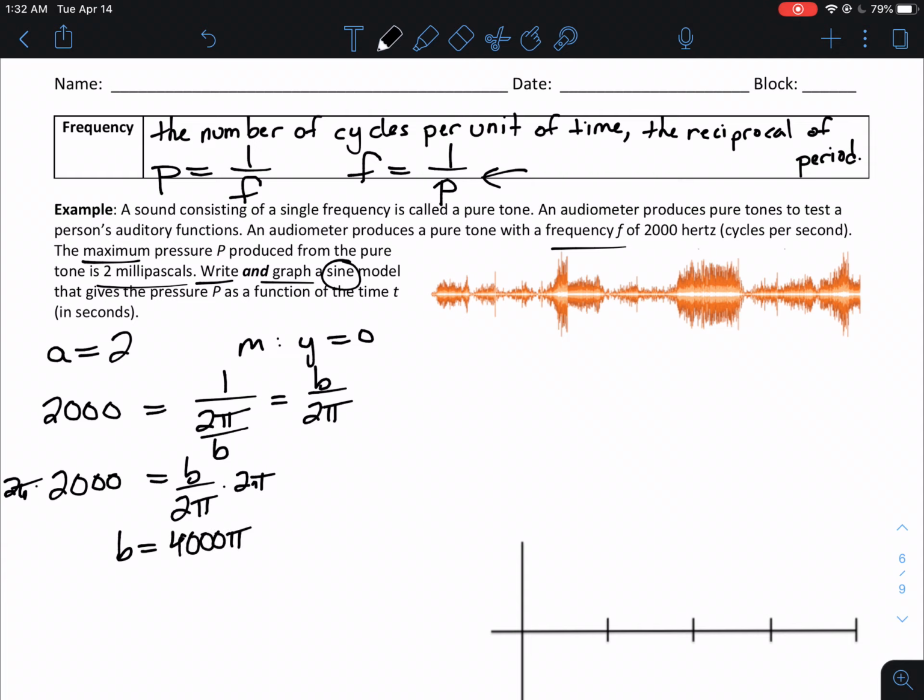Okay, so let's write our equation. We want it as a function p, so we're going to say p is equal to our amplitude, which is 2, multiplied by the sine of our b value, which was 4,000 pi, multiplied by, we wanted it in terms of the time t. And again, we did not have a vertical shift, so we're not going to have to put the plus 0. That actually should make it a little bit easier to graph now.